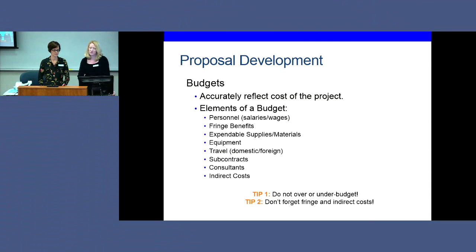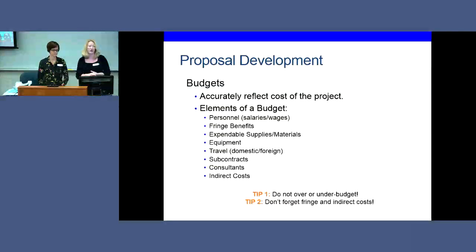Subcontracts, sometimes they're allowable and sometimes not. That's where if your institution is awarded funding, you take a portion of that award and you contract it back out to another institution or agency. So you have to look in the RFP for information on that, as well as with consultants. An example of a consultant that you might have to budget for is if you're going to get a third-party external evaluator to evaluate your project, you might hire somebody from a company outside of UTSA and pay them a portion of the grant funds.